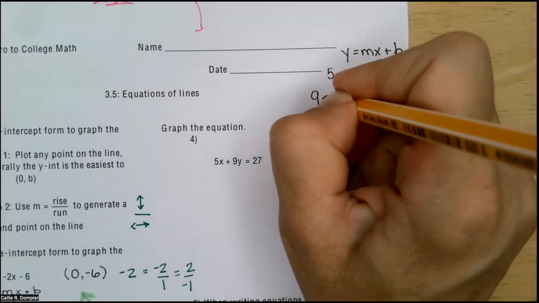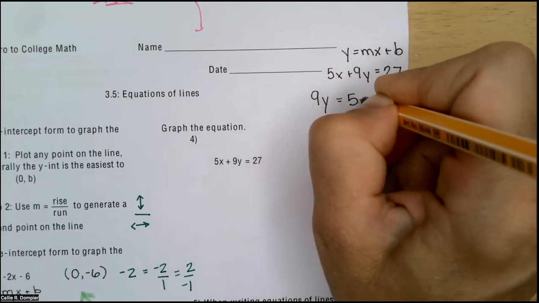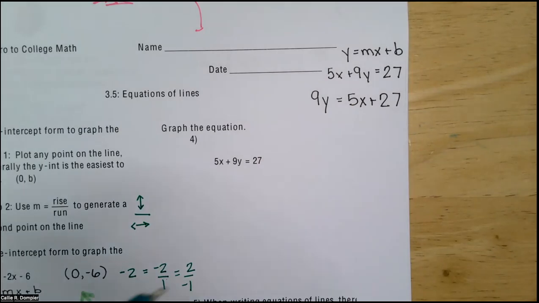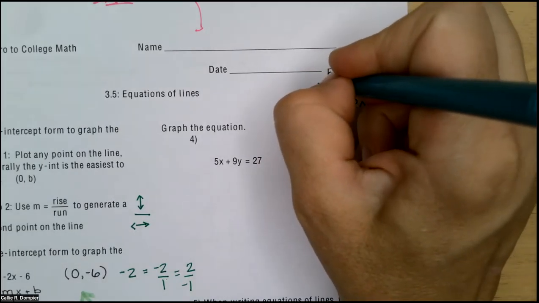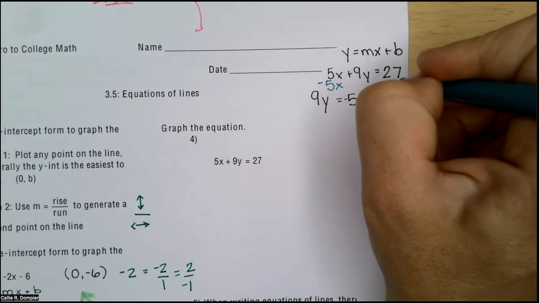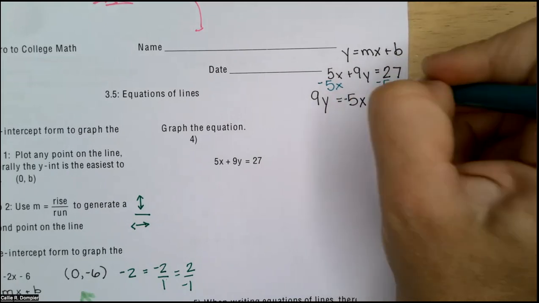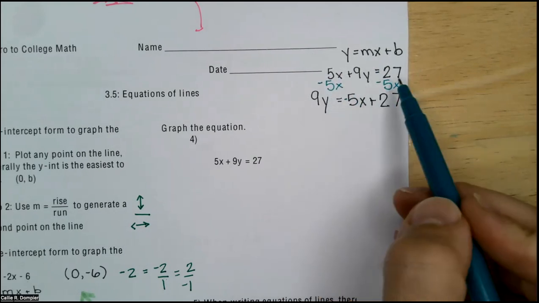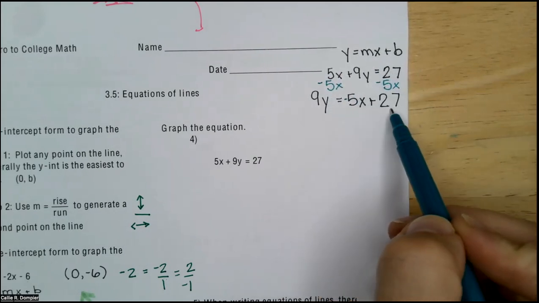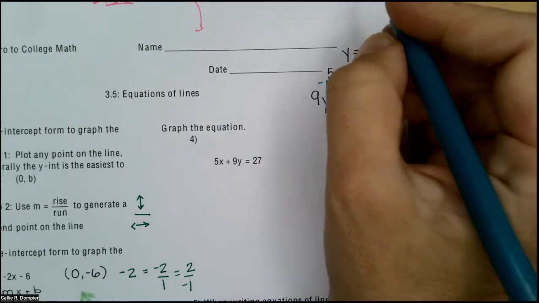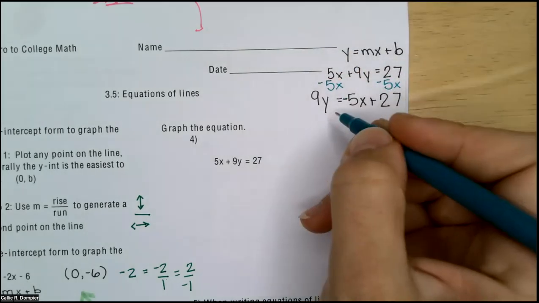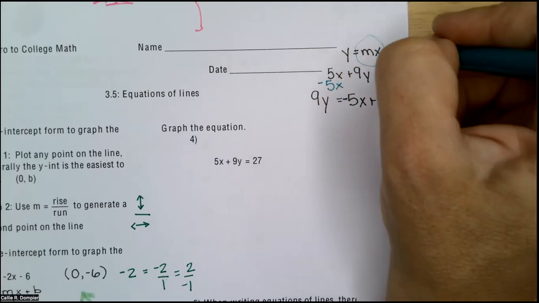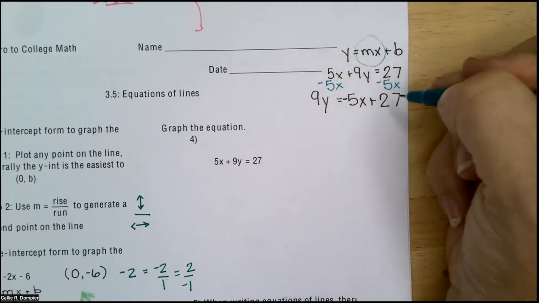So I'm going to move the 5x. It becomes 9y equals 27 minus 5x, right? Because what did I do? I subtracted 5x. That cancels that, so I just have 9y over here. Now I have 27 minus 5x. Why did I put the 5x in front? Because that looks more like this one, right? mx is the -5x, b is the 27.